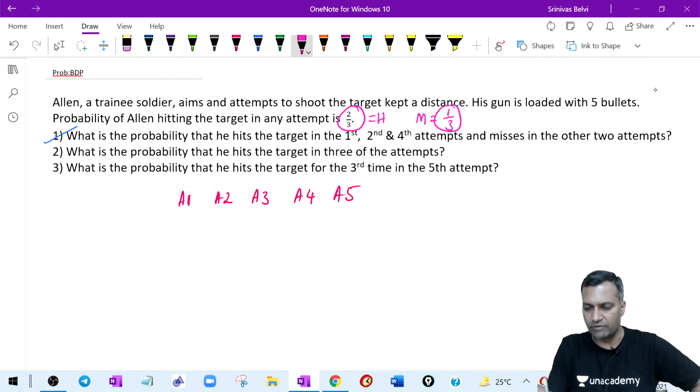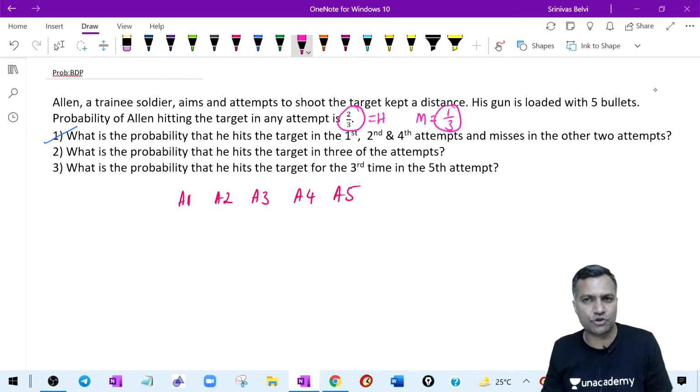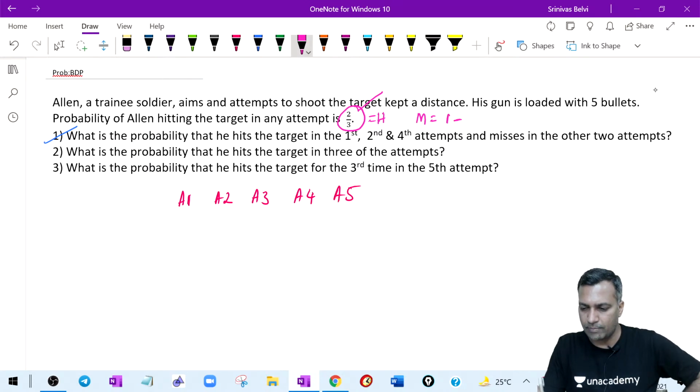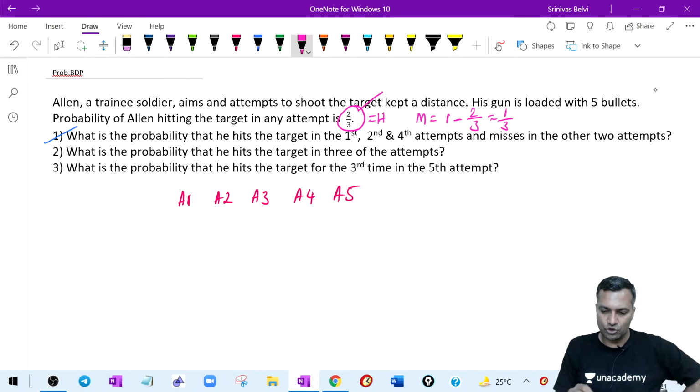That is it, because when you shoot at the target, either you hit the target or you miss the target. There is nothing in between. Either it has hit or it has missed, right? So therefore hit is 2 by 3, miss is nothing but 1 minus 2 by 3. Total probability minus hit becomes the miss. Miss becomes 1 by 3. Fair enough. So what is the author trying to say?